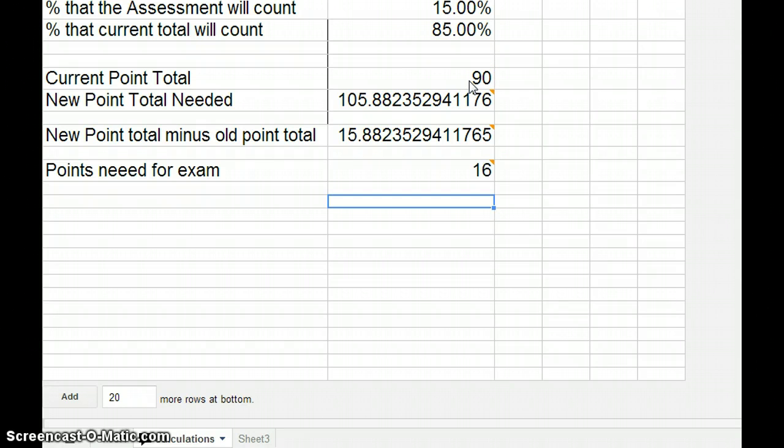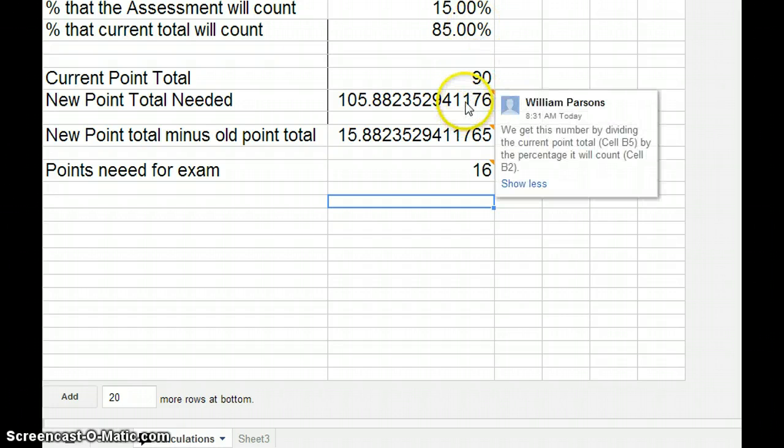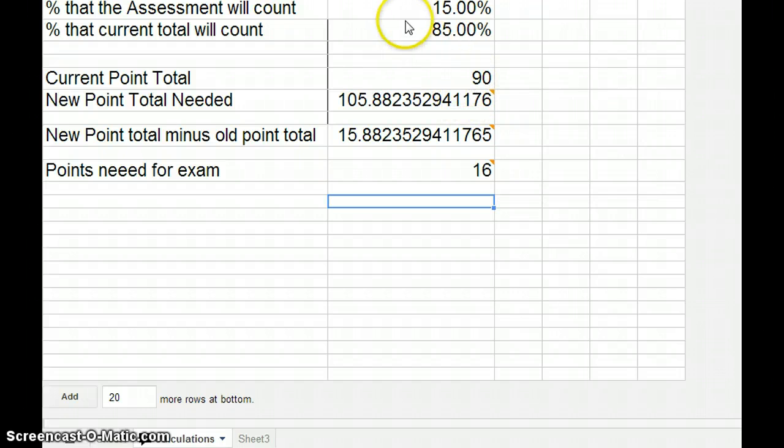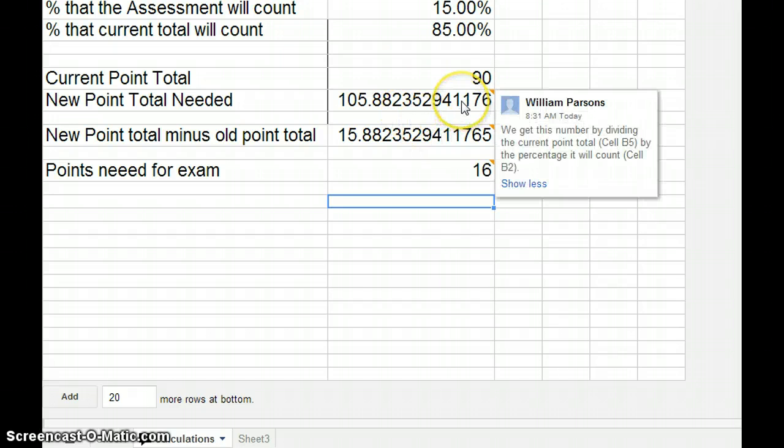And then in order to understand how much bigger a number 90 is going to be, if 90 is a percentage, we're going to take 90 and divide it by 85%. And 90 divided by 0.85 is this number here. So we divide this number by this number, and we get this large number here.